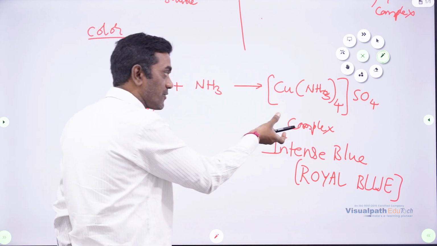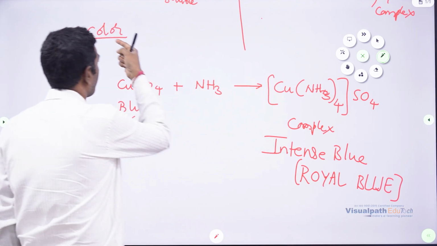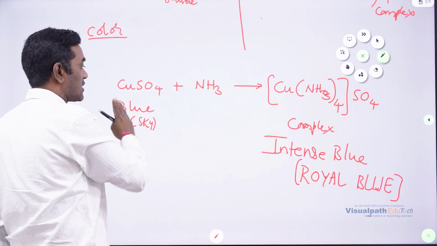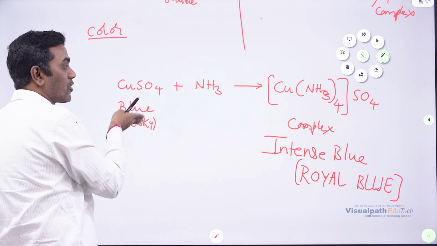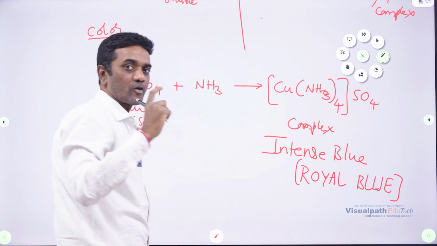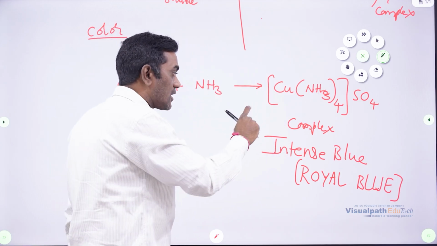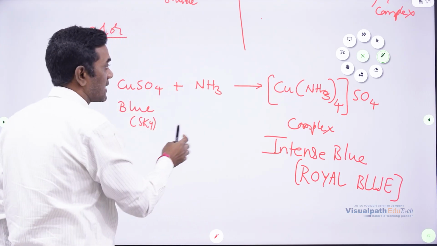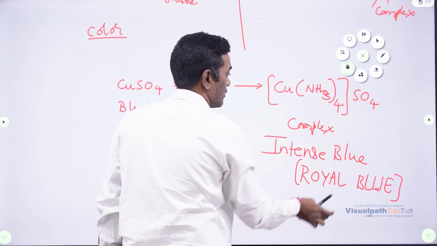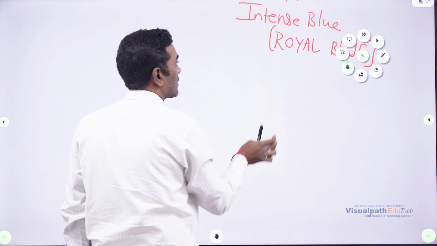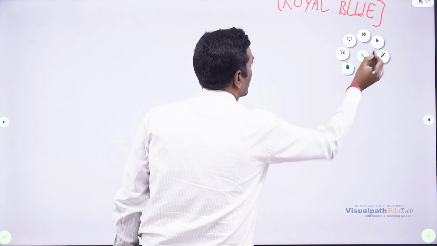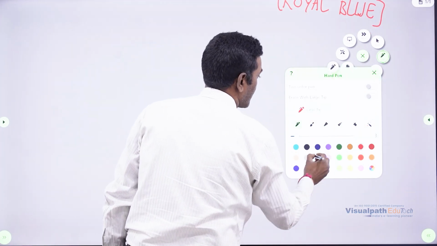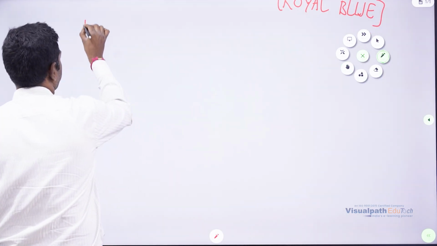How this complex formation can be identified? By a color change. How is the color changing? From a light blue color to an intense blue color, which is going to be a royal blue color. The royal blue color is going to indicate the formation of complex. In this way, color is going to help us to indicate the complex formation. Now we are going to look at the next point, that is going to be pH.